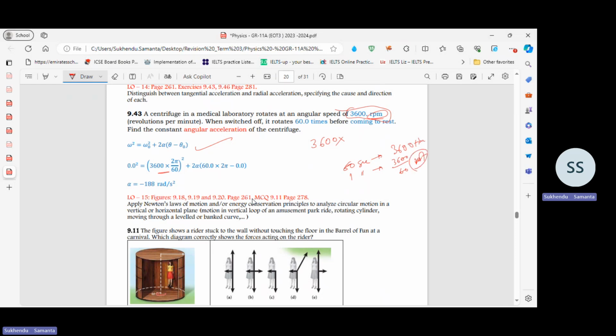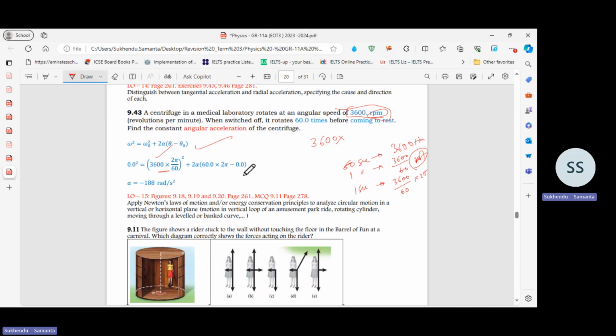And one rotation is what? One rotation is your 2 pi radian. So in 1 second, how much angle is covered? So 3600 divided by 60, multiplied by 2 pi. The same thing they have given: 3600 times 2 pi divided by 60, and your theta initial is 0.